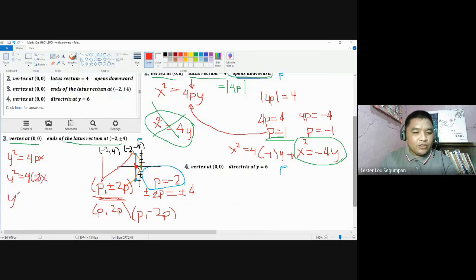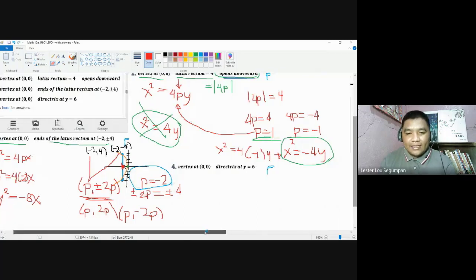You will have the equation in standard form: y squared is -8x. Look at the coefficient of x, it's -8. Since it's a negative coefficient, that is another proof that it opens towards the left. Look at our graph, it conforms to that, and that is correct.